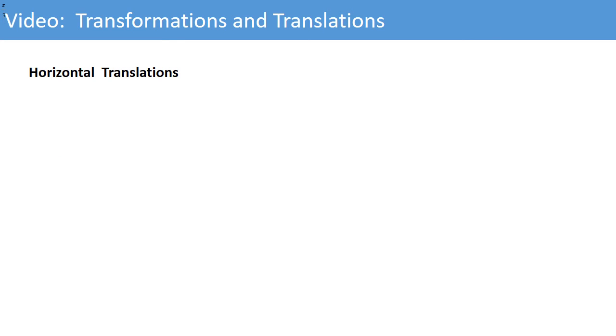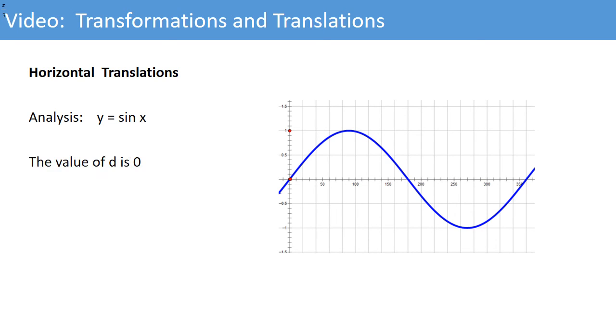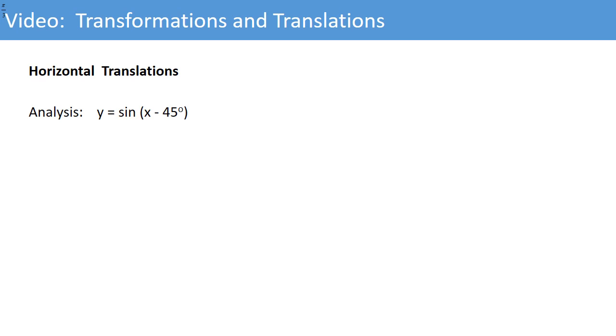Now, let's look at horizontal translations. The analysis, y equals sine x, the default graph. Here, the value of d is 0. This means that the x value of the starting point is also 0. Now, let's add. Notice it goes inside the brackets.